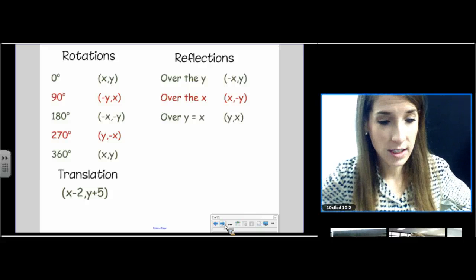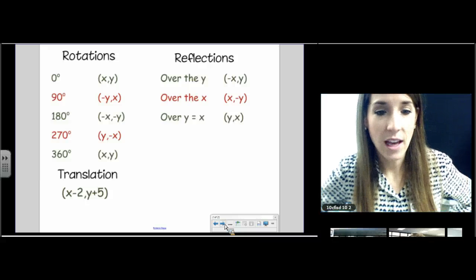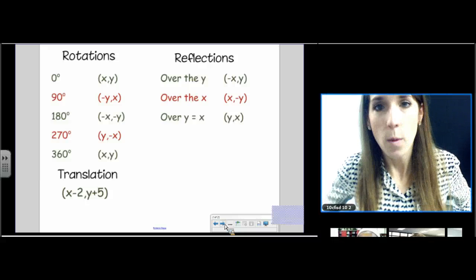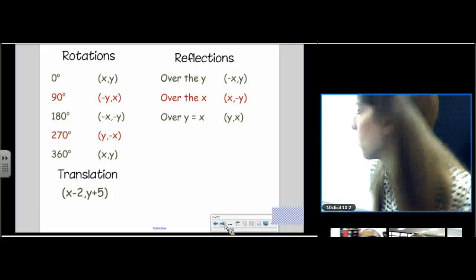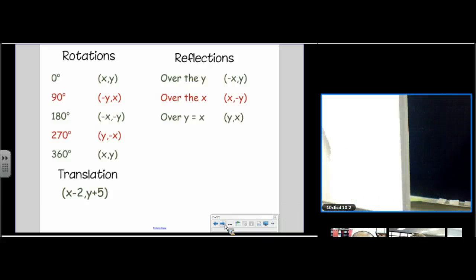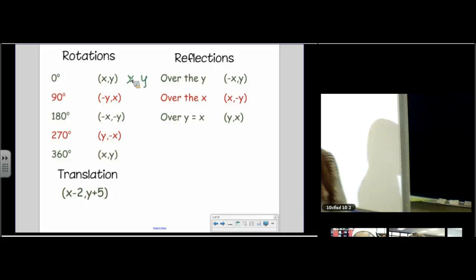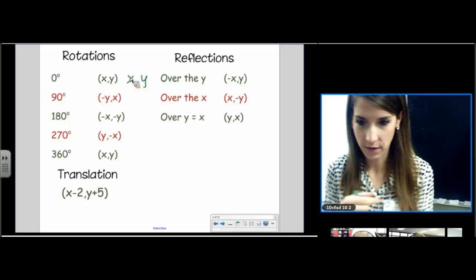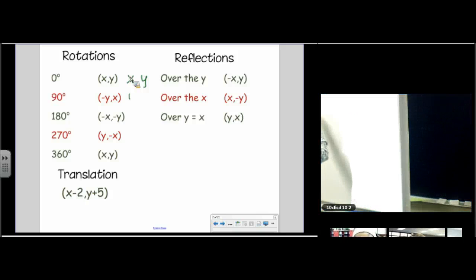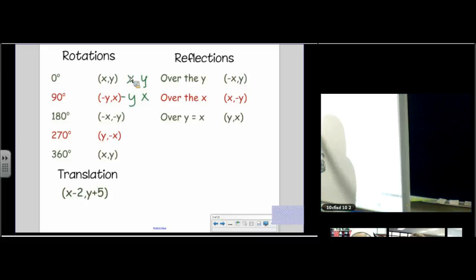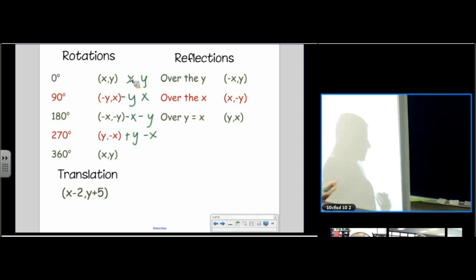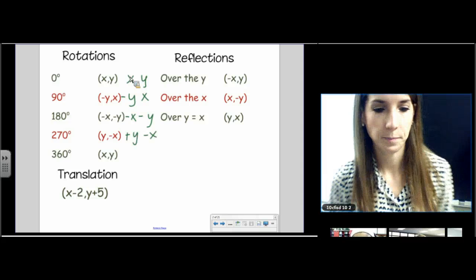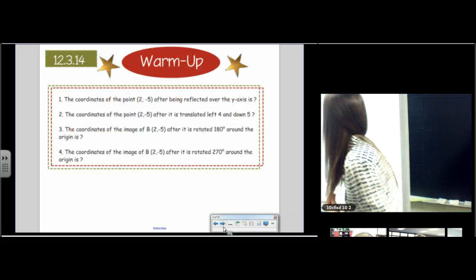Then we did rotations, and we learned a way to come up with all the rotation rules without having to memorize them. So we remember that to come up with the rules, you switch and make the first one negative. Switch places, make the first one negative. Switch places, make the first one negative. Switch places, make the first one negative, and then you're back to 0 if you wanted to do it one more time. Okay? So those are the rules.